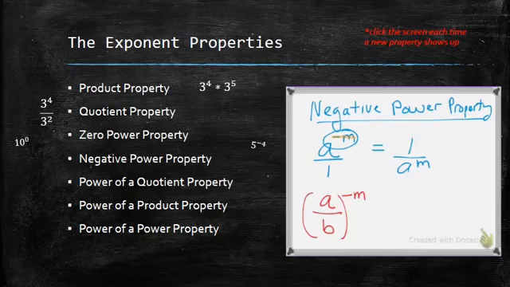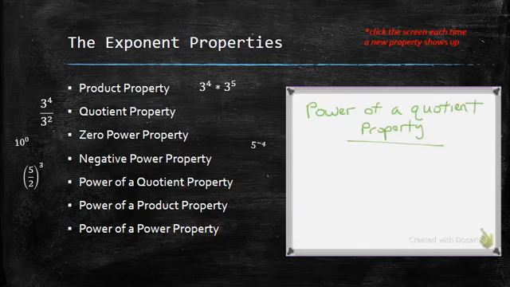The other example of this is when you have a fraction already, and this is just kind of compounding what we just worked on, a over b to the negative m. So what you do, flip the whole fraction and make the power positive. So a over b to the negative m power becomes b over a to the m.